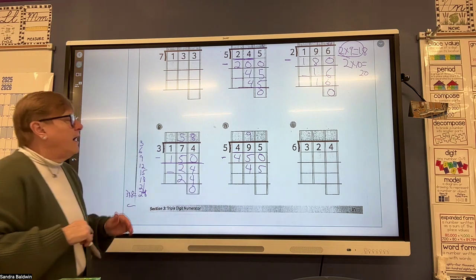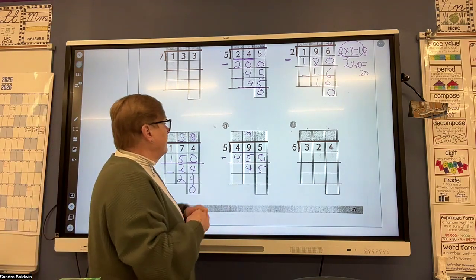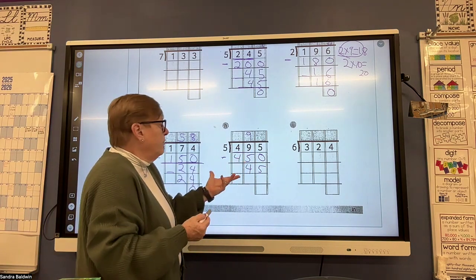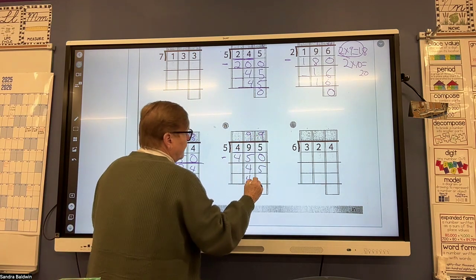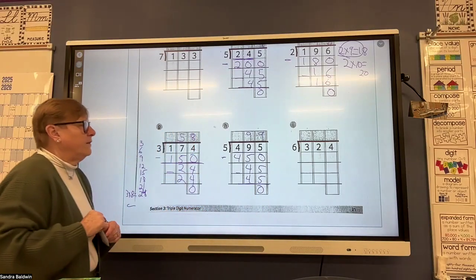There's nothing there. Okay, now my new question is, what is 45 divided by 5? I just did that right in here. So I know the answer is 9. 9 times 5 equals 45. I'm going to subtract. I got a 0.